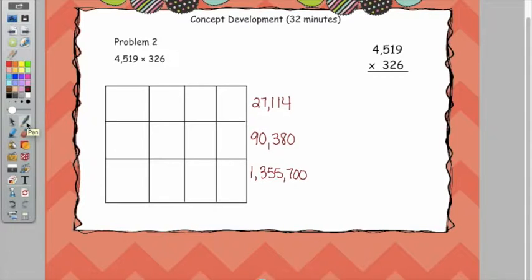The standard algorithm. And I want you to pay attention to where I regroup, okay? So 9 times 6, 54. Okay. So now we'll do 6 times 1 plus 5. 11. Okay. So make sure you're regrouping where I am. I'm regrouping above the number I'm getting ready to multiply. 5 times 6, 30, plus 1, 31. 6 times 4, 24, plus 3, 27. So is that a match?